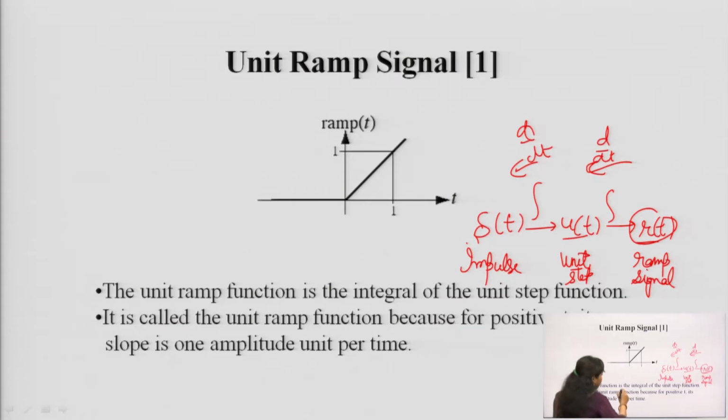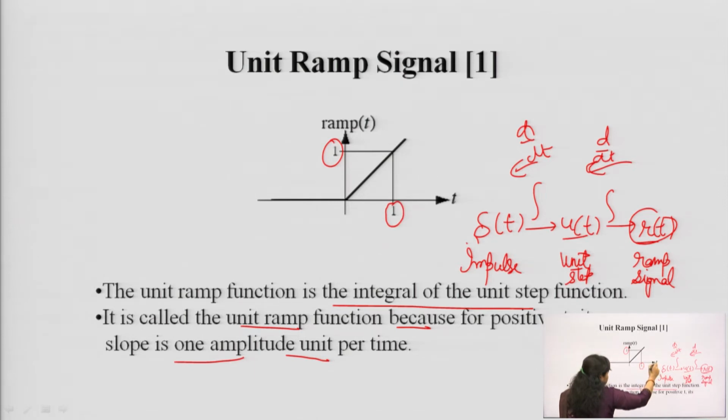Now, the unit ramp function is the integral of the unit step function. It is called the unit ramp function because for positive t, its slope is 1 amplitude unit per unit time. So, this is the ramp signal, its amplitude is equivalent to 1 for a time of 1 and it will extend over here. So, this is a unit ramp signal.